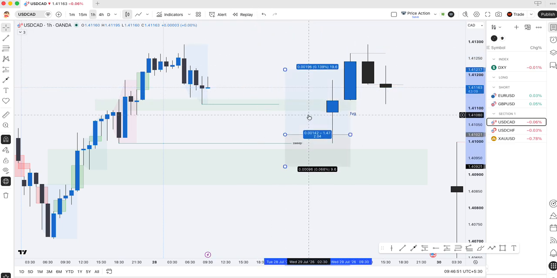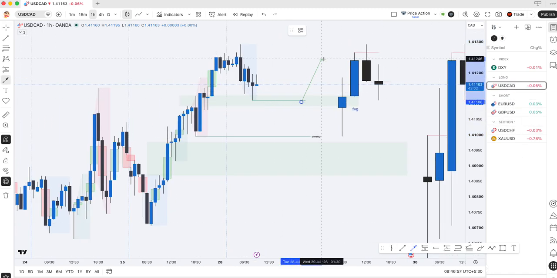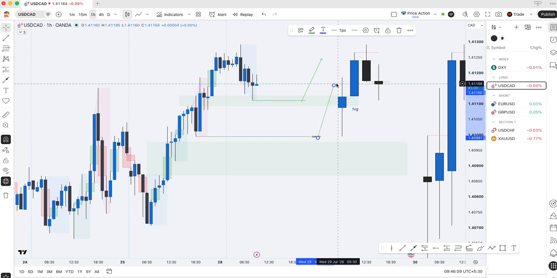If not, then in New York session it goes from here. So it's a good bullish setup, something like this.